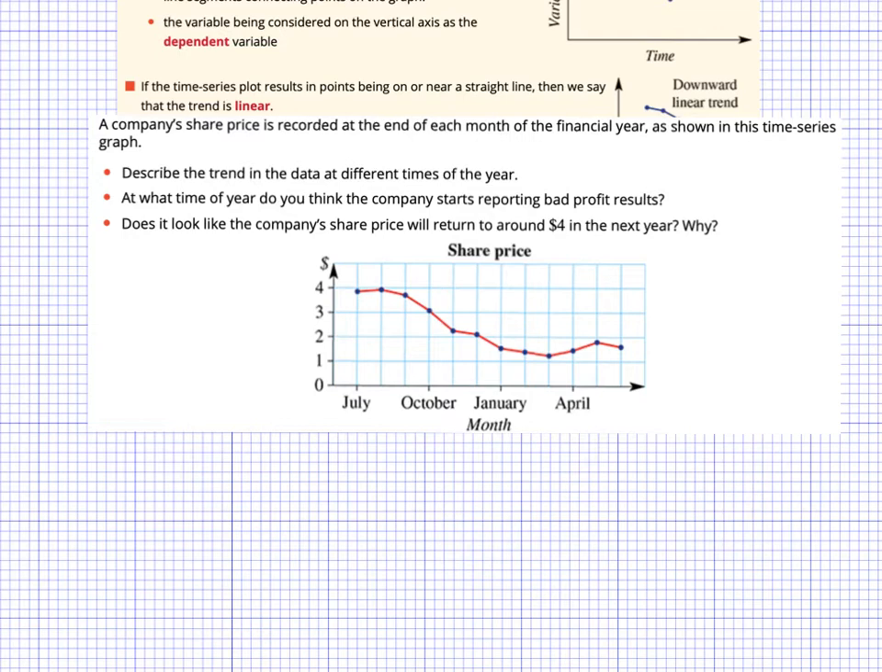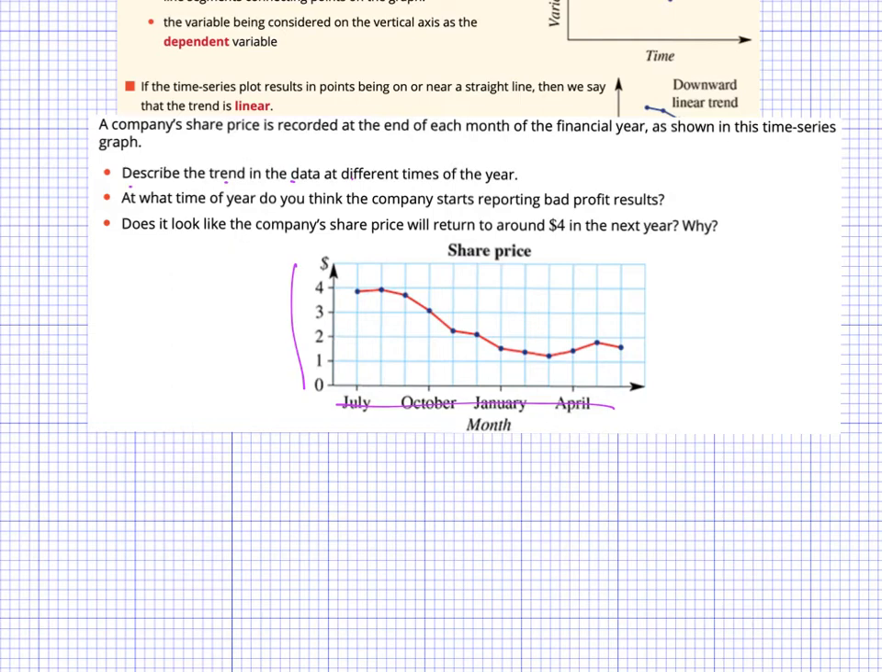A company's share price is recorded at the end of each month as shown here. So time, share price. Describe the trend in the data at different times of the year. So this is where we don't get to do a general trend from start to finish like that, which we could say is a downward trend. What we're going to look at is different times of the year.